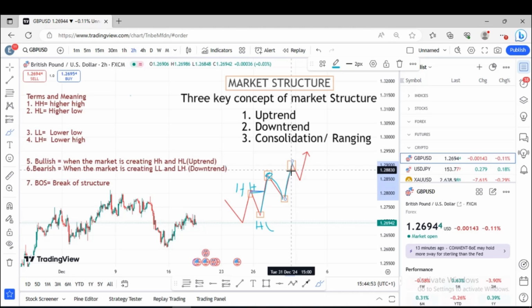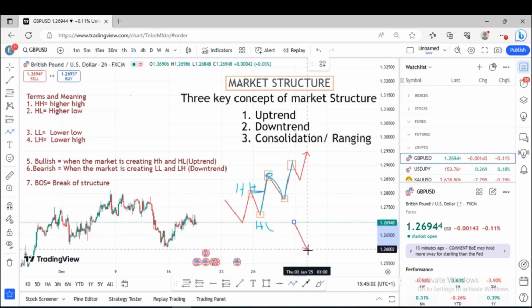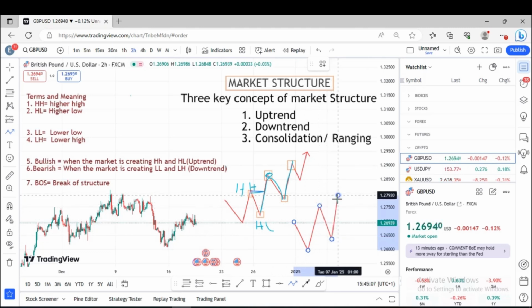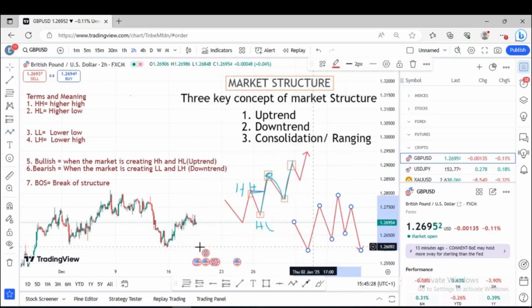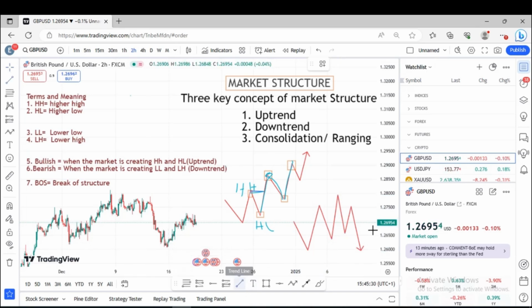That is an uptrend. But what if the market creates a higher high, then creates another higher high, then it fails? The market fails here, creating this. The market fails to break this point here, then breaks this place here.